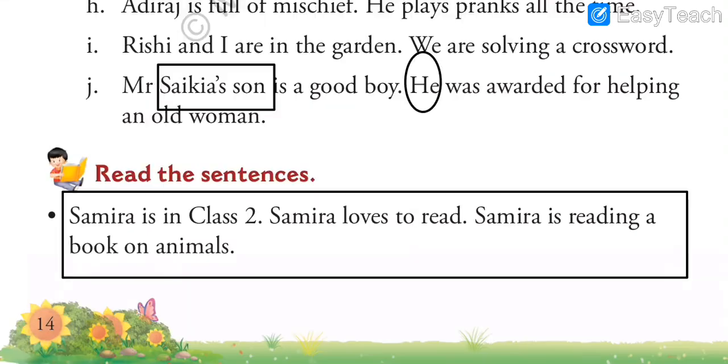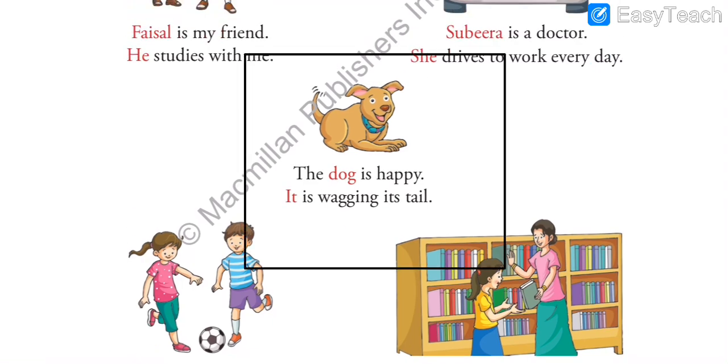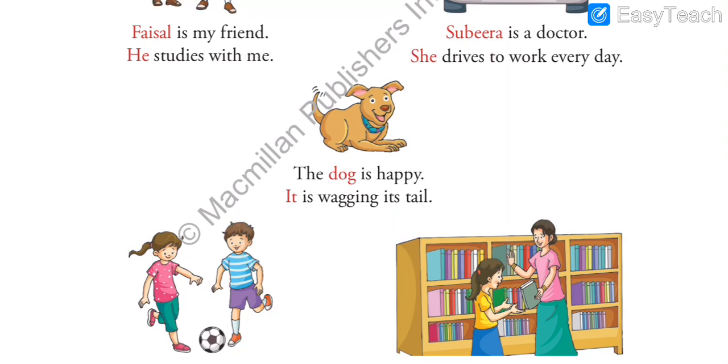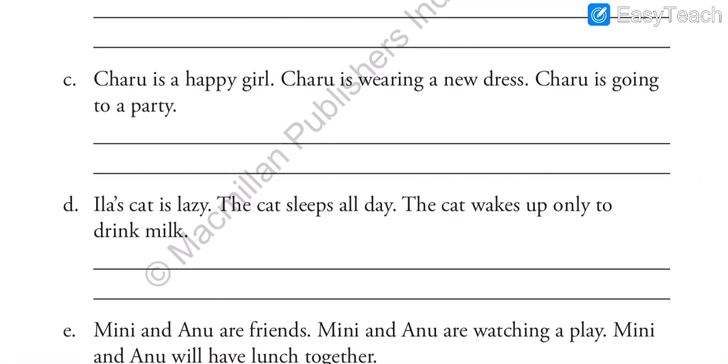Now again, let me show you something. In the very first page, you saw that instead of dog, what is written? It. The dog is happy, it is wagging its tail. So like I said, for the animals you have to use the pronoun it. So here what could be the answer?